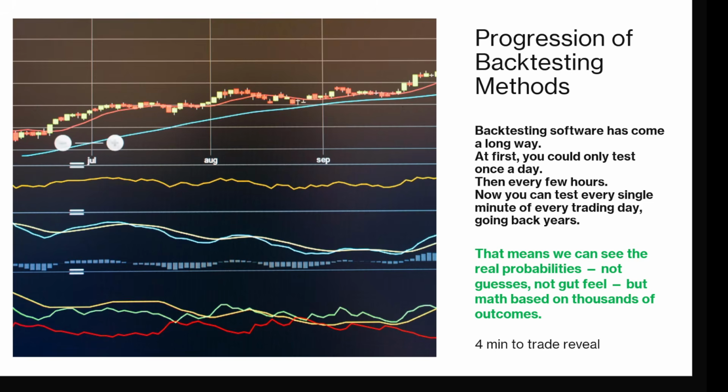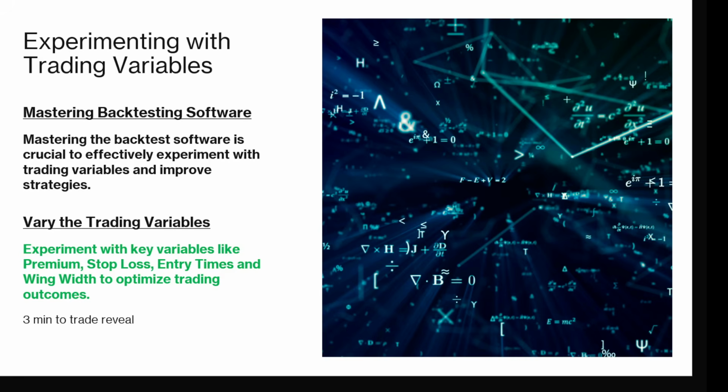At first, you could only test once a day. Then you could only test every few hours, and then every 15 minutes. Now you can test every single minute of every trading day going back years, and that makes a huge difference. That means we can see the real probabilities, not guesses, not gut feel, but math based on thousands of outcomes.